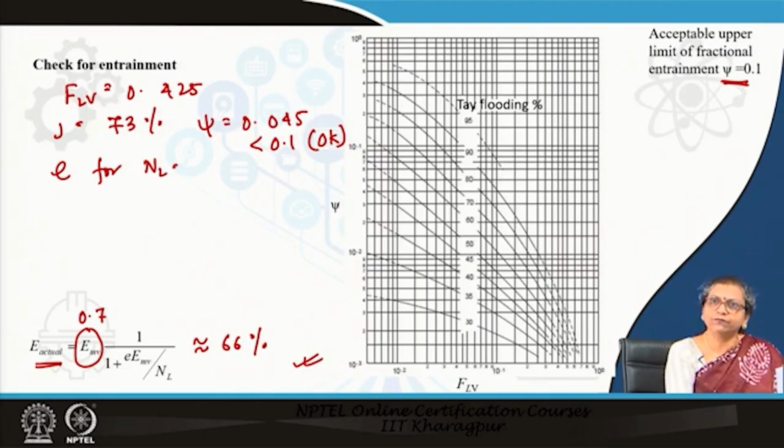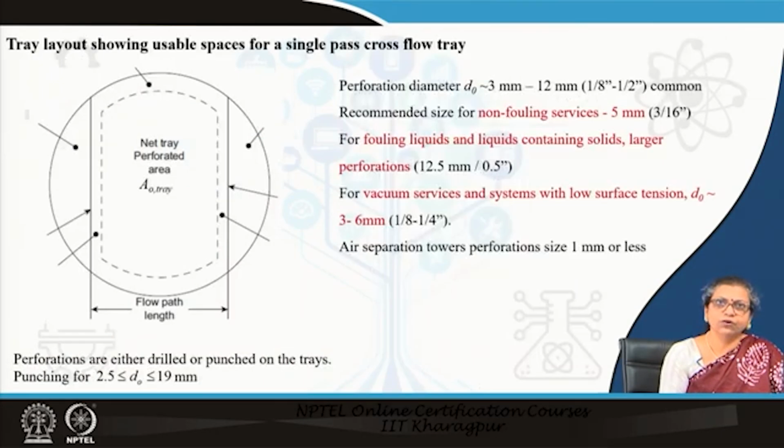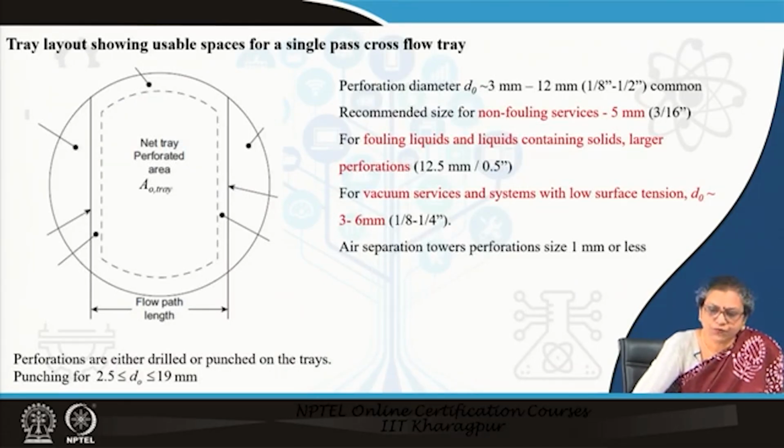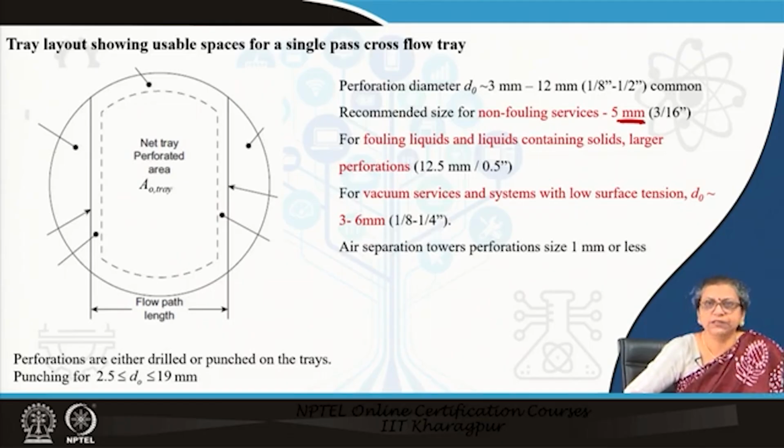So, therefore, we have the diameter, we have everything. So, now we will go for the tray layout. Now, there are certain thumb rules which are usually followed for the tray layout. I have already told you that since ours is a non-fouling service, we have already assumed the perforation diameter to be 5 millimeters.